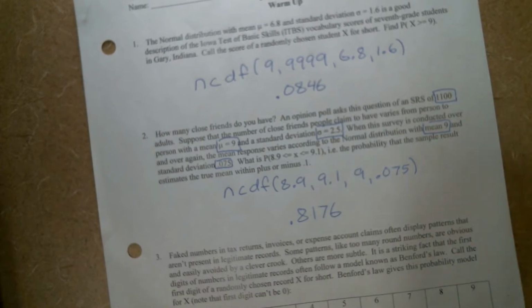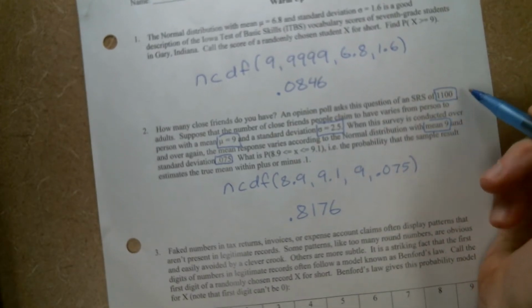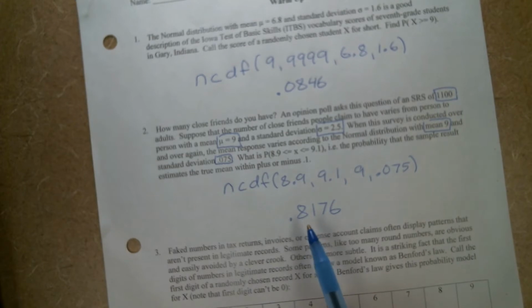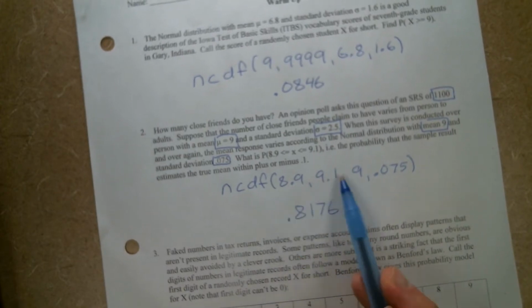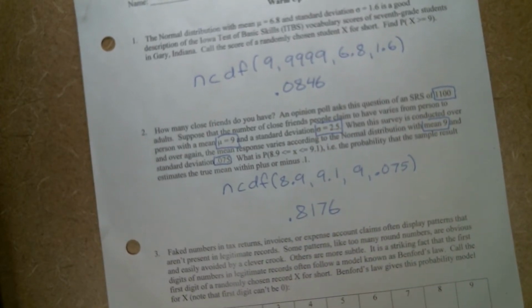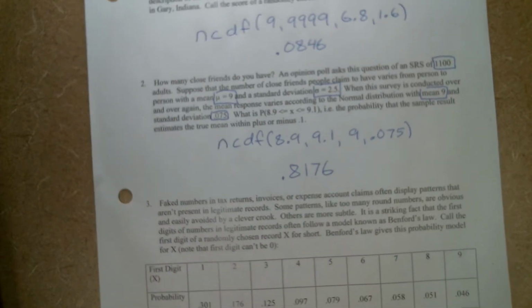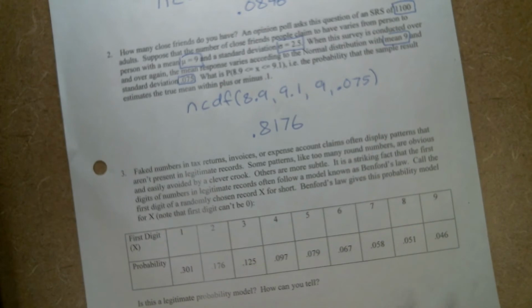So again, if you take this sample over and over and over again, 82% of them are going to be between these two values. All right. So number 3 is now moving us over to the world of discrete.